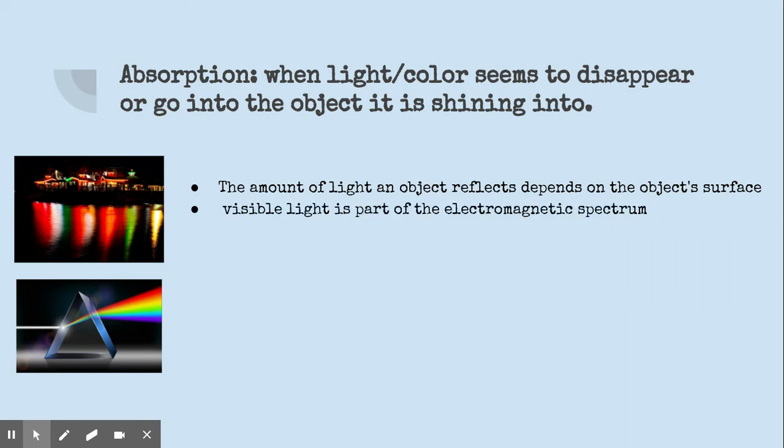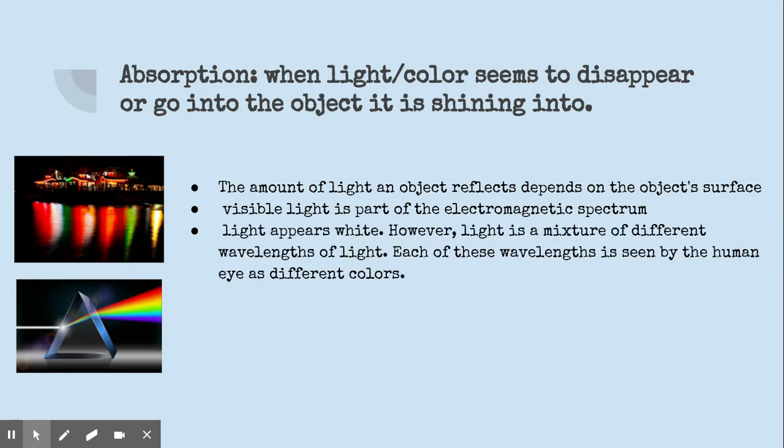You have seen that visible light is part of the electromagnetic spectrum. The light appears white; however, light is a mixture of different wavelengths of light. Each of these wavelengths is seen by the human eye as different colors. When white light passes through a prism, its path changes and the white light is separated into colors of the visible spectrum. These colors are red, orange, yellow, green, blue, and violet.